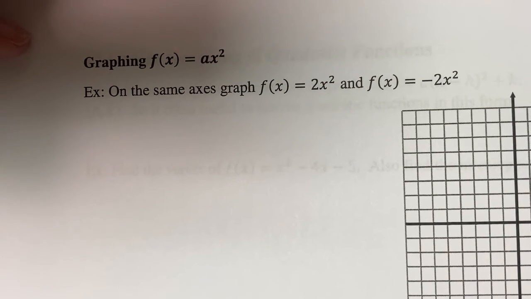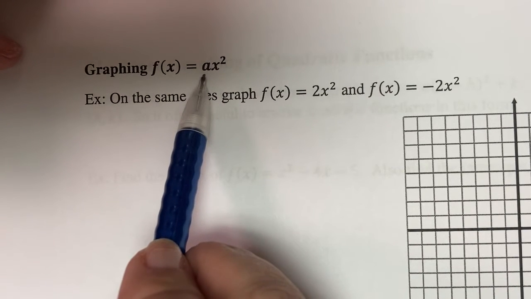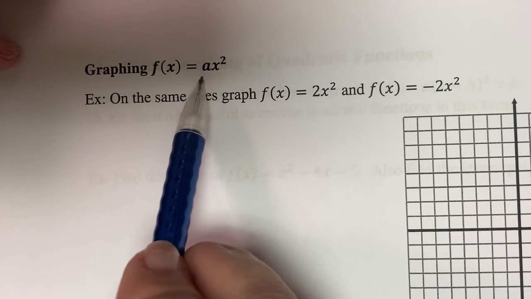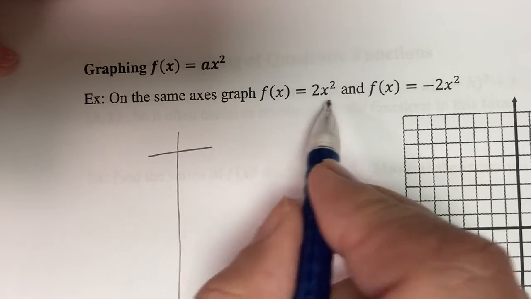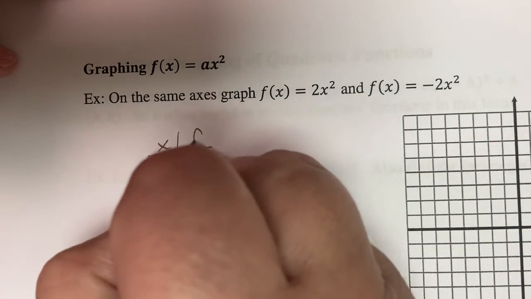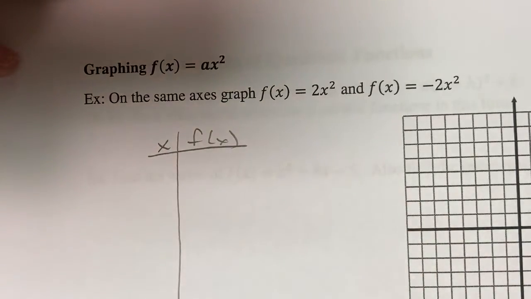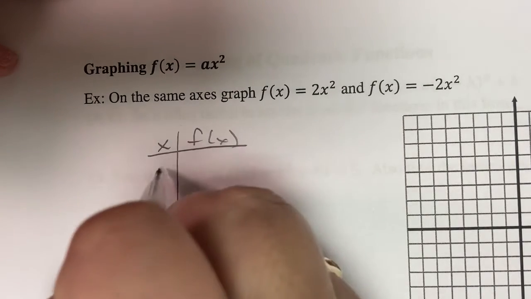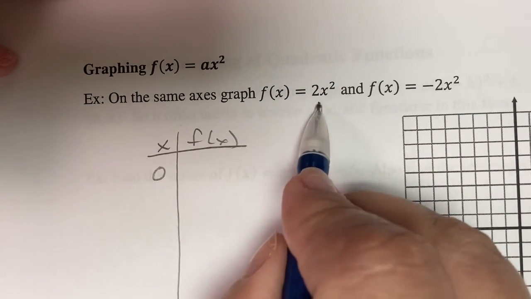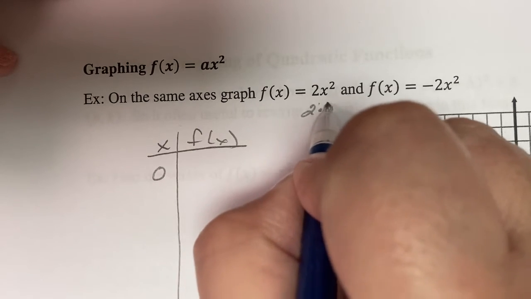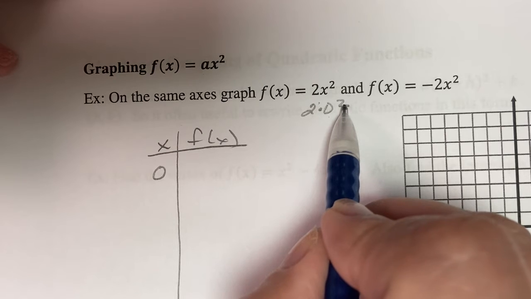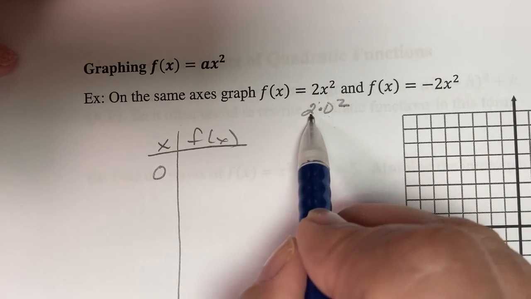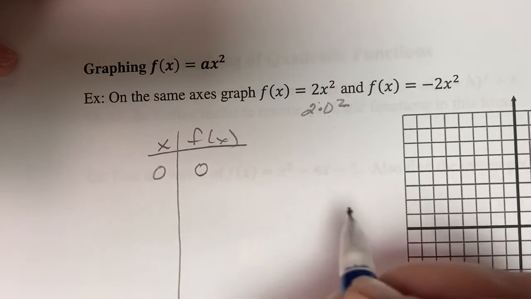Now let's look at another transformation. What happens if the x squared is multiplied by a number out here? So you can see the first one we have is f of x equals 2x squared. Let's go ahead and plug in some values. Now you have to be careful here. If I plug in 0, don't forget that's 2 times 0 squared. You have to do the exponents first, use your order of operations. So 0 squared is 0, times 2 is also 0.